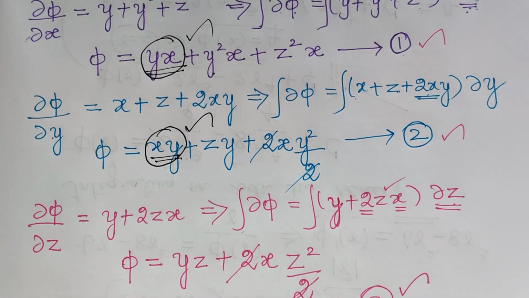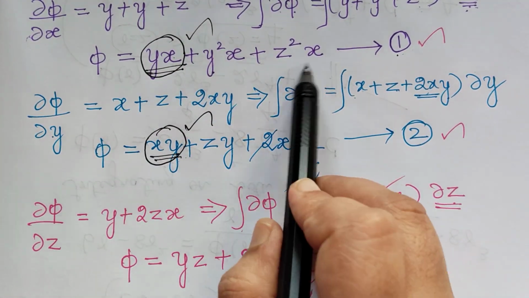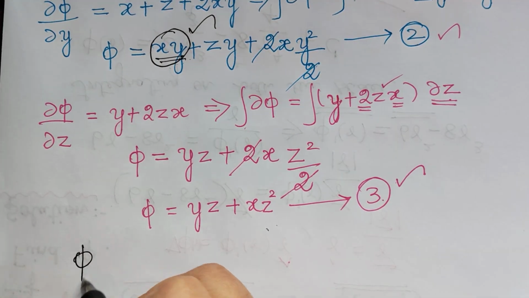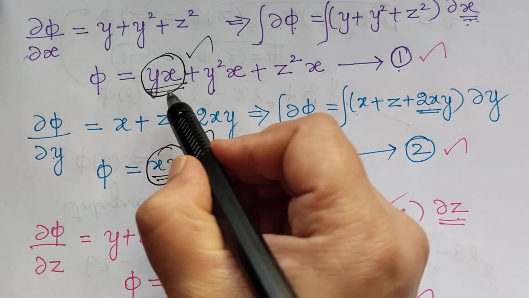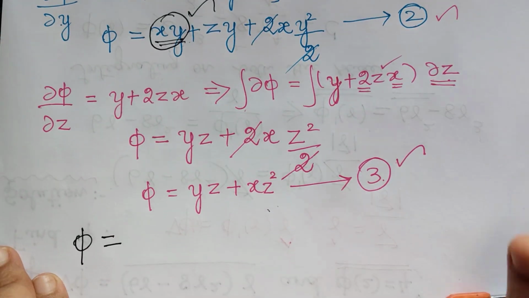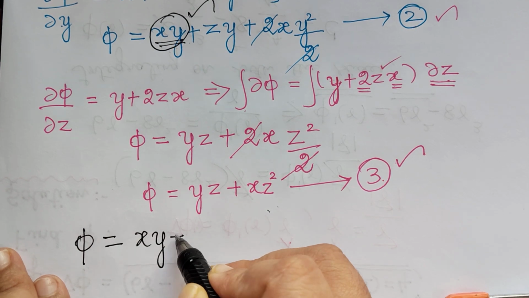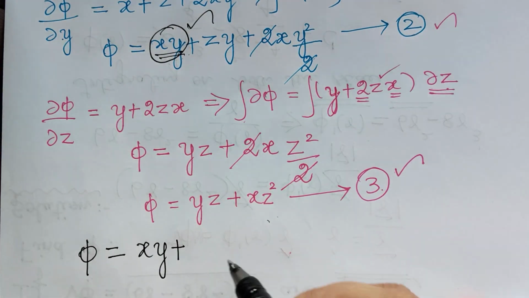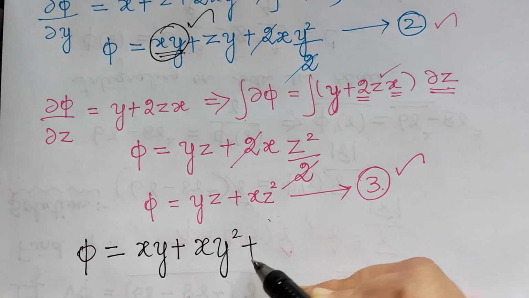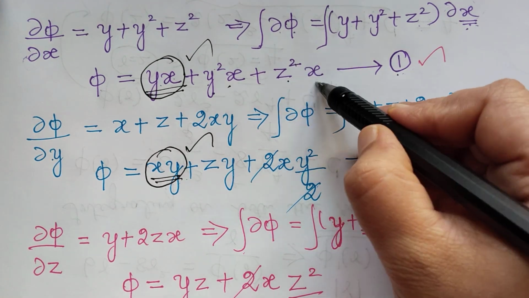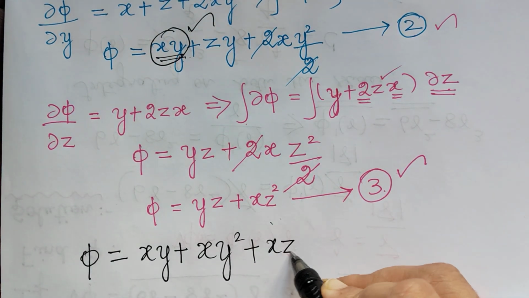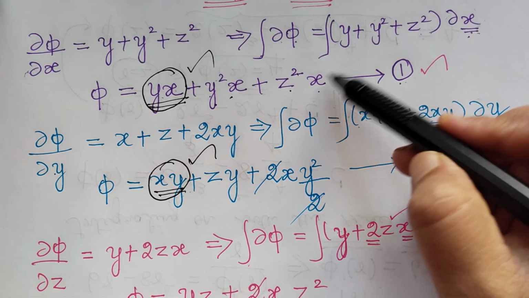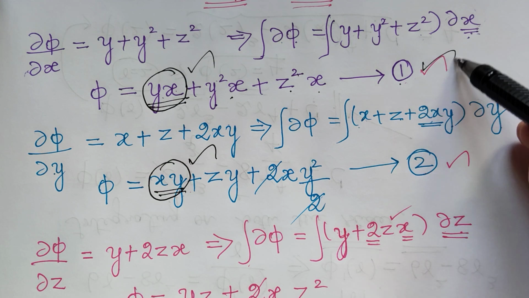So if you see what you do in general, I will tell you. First you write the first solution. The first solution is what? This. So we will take and write that. So phi is equal to, I will write it in order, yx I will write as xy itself. So xy plus, now here you have y square x, so I will write that as xy square plus, and here I have z square x, so I will just write it as xz square. So what I have done so far, the first solution I have taken and written.